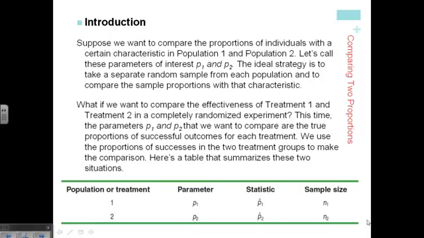Let's summarize the symbols that we're going to be using in this. Within population 1, we're going to use P1 to describe the population proportion. What if we could have tested everyone? Now, we don't test everyone because we can't do it: not enough time and not enough money.